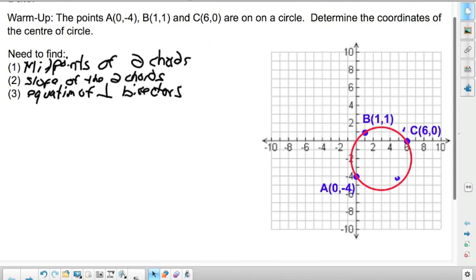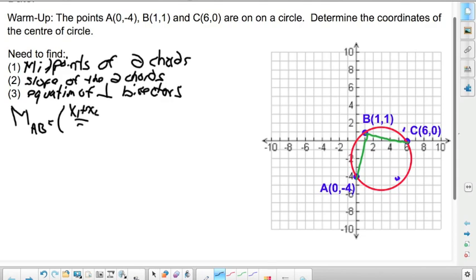So let's calculate the midpoints. I'm going to use chord AB and chord BC. Those are the 2 chords I'm using. If you use AC, you can do that as well. Unfortunately, you won't see the math behind that. So first thing I want is the midpoint of AB.